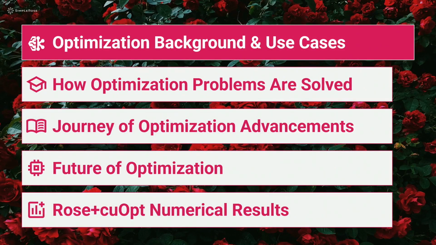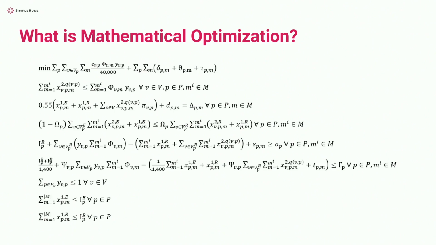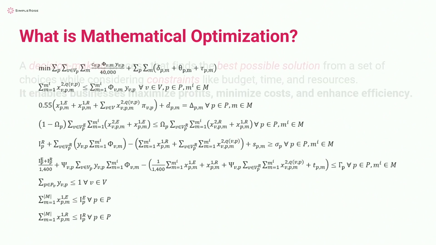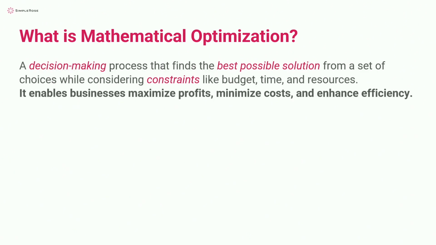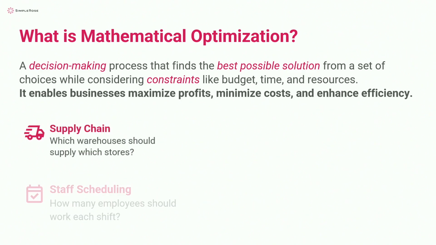So let's talk a little bit about optimization, what it is, and some background and use cases. First off, this might be a lot of Greek, and it might scare you a little bit, and that's okay. But under the hood, mathematical optimization is just linear expressions, right? Those linear expressions describe a decision-making process that finds the best possible solution from a set of choices while considering constraints, such as budget, or time, or finite resources like a fixed area of a warehouse. It enables businesses to make better choices to maximize profits, minimize costs, or enhance efficiency.